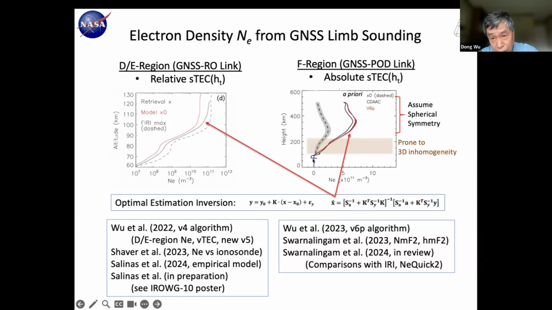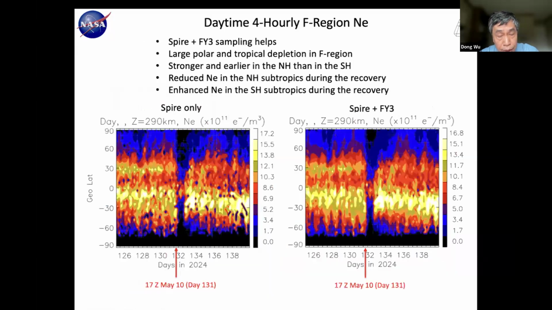We need to be cautious that both of these assume spherical symmetry. So the lower part of our ionosphere is vulnerable to inhomogeneity. But I want to point out this can be extended to tomographic retrieval. If we want to do 2D along the curtain, we can do that. I think it's doable, but that will be a different talk.